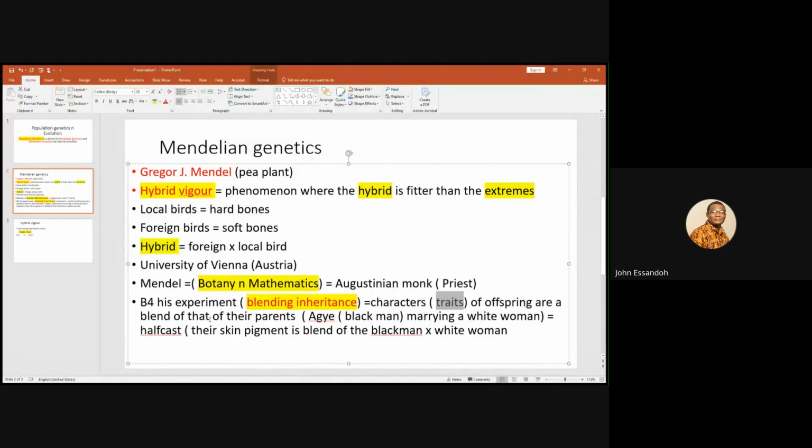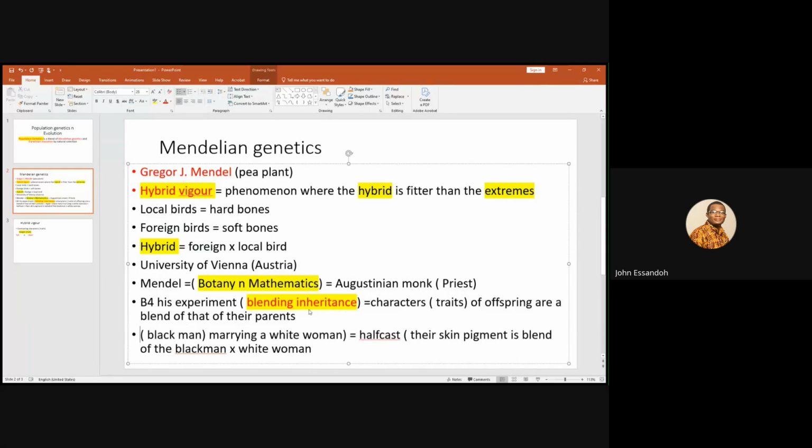And if you look at the analogy I gave here, say a black man marrying a white woman, what you get is a half caste. And this half caste's skin pigment is a blend of the black man and the white woman.